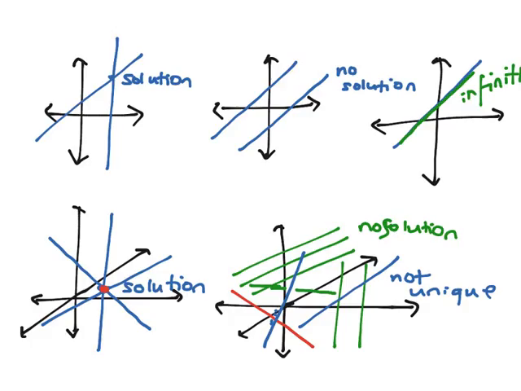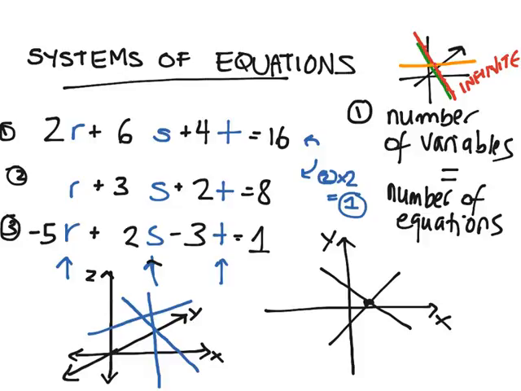So, to revise, systems of equations have a unique solution if they meet at a single point, such as here. They have no solution if they never meet. So this has no solution. And finally, in this case, we have infinite solutions because the equations describe the same line. Also, don't forget that the number of variables has to equal the number of equations that you have.